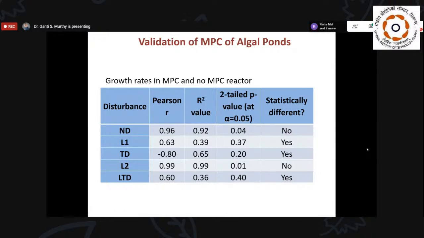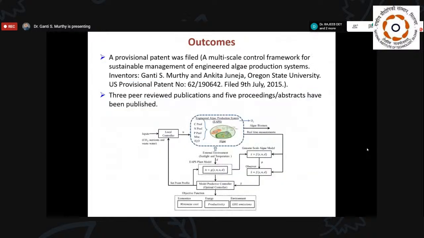What this again validates is that we can use model predictive control to control the algal ponds to meet the economic and environmental objectives that we started off with. The outcomes from this process were that we filed a provisional patent, and we published about 3 peer-reviewed publications and proceeding abstracts. But unfortunately, we did not take this to full industrial scale implementation. Primarily, not because there was any problem with the technology itself. The problem was there was no market for algal biofuels, and there still is no market for algal biofuels. Because economics doesn't work out, there were no companies that would actually do this on a large scale.